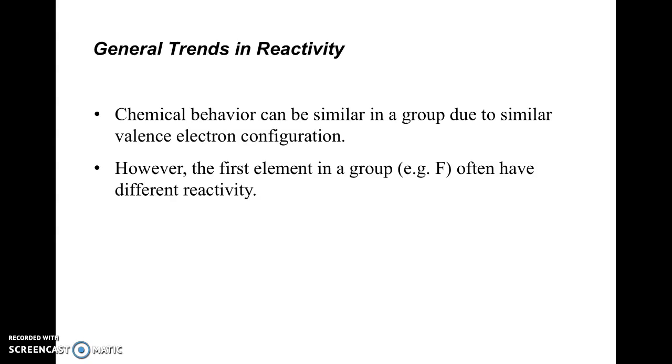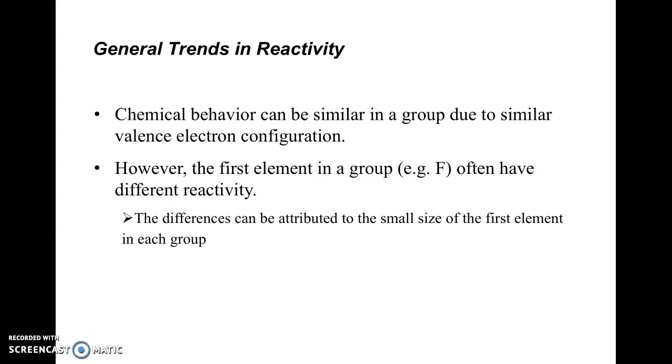However, the first element in a group, and fluorine is the example here, often has a different reactivity, and that's generally attributed to the fact that the first element in a group, so generally it's going to be row 2 elements, are very small compared to the other members in the group, the ones below them.